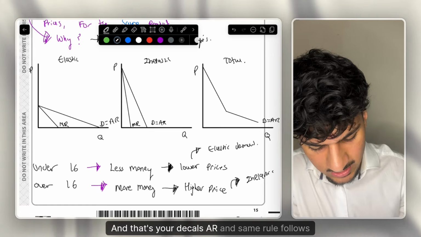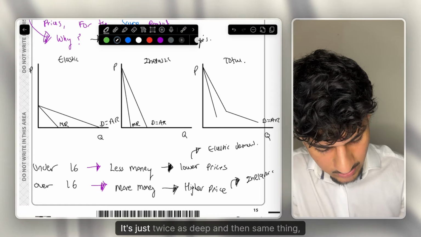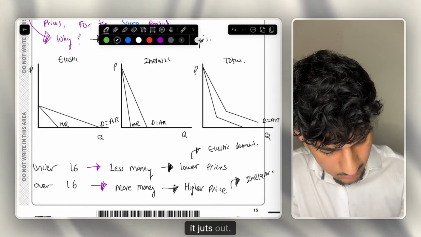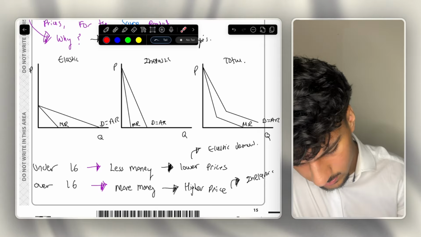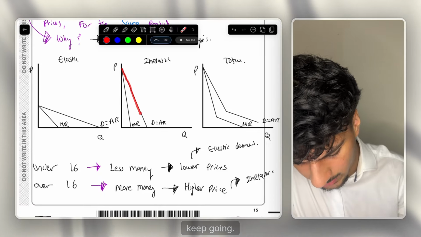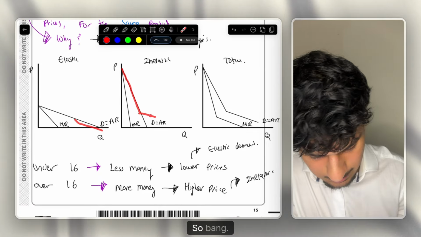And that's your D equals AR, and the same rule follows for your MR. It's just twice as steep, and then same thing, it juts out. I think juts out's the word, I'm not actually too sure, but I'm pretty sure you get what I mean. So like I said, keep going, and then we have the elastic bit, so like that.